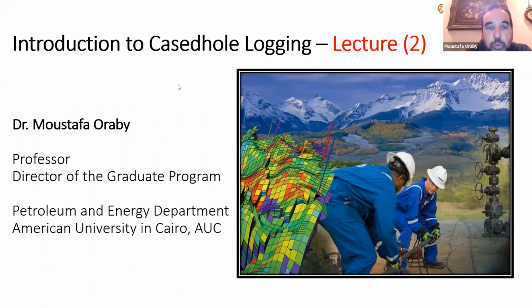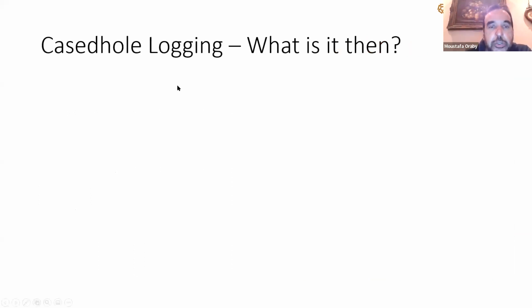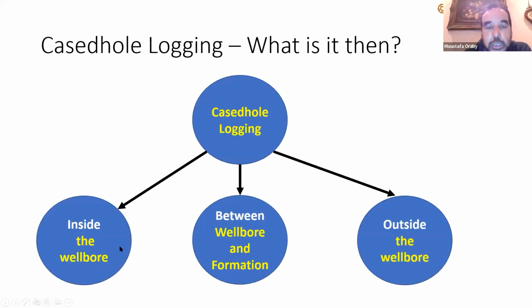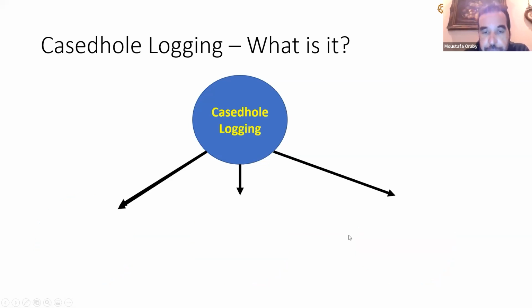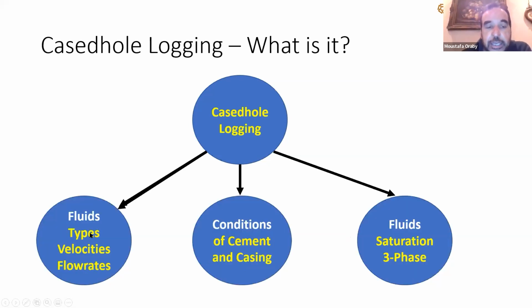So to continue on what we started, let me remind you of our definition of cased hole logging. We said that cased hole logging looks at three different parts of our reservoir or our field: inside the wellbore, between the wellbore and the formation, and outside the wellbore. Inside the wellbore is mainly fluids. Between the wellbore and the formation is the casing and the cement, and inside our formation is the formation fluid.